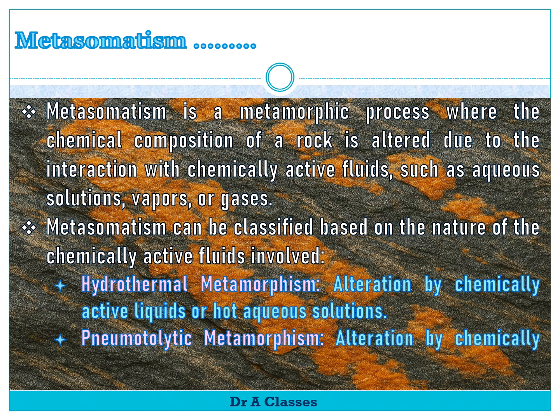Pneumatolytic metamorphism. This involves chemically active gases or vapors such as fluorine, chlorine, and boron, usually released during the late stages of magma crystallization. These gases react with surrounding rocks, promoting mineral changes at relatively high temperatures. For civil engineers, understanding metasomatism helps in evaluating rock integrity and performance in fluid-rich or geothermally active zones.